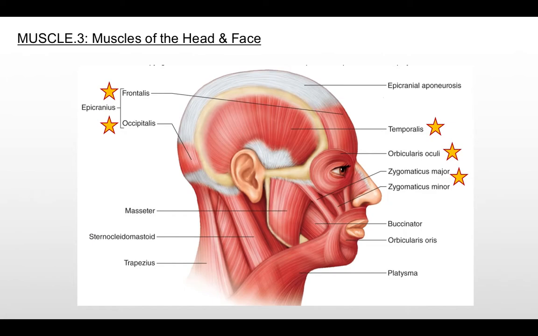The zygomaticus, both major and minor, I'm just concerned with the general zygomaticus, sits over your cheekbones and helps you smile, helps you speak, helps you articulate facial expressions. Your orbicularis oris is another round muscle, but instead of going around your eye, like the oculi does, the oris goes around your mouth, again helping you open your mouth to eat and really helping with specific speech patterns.